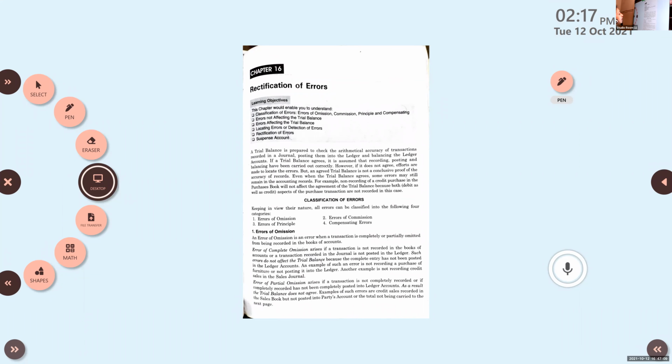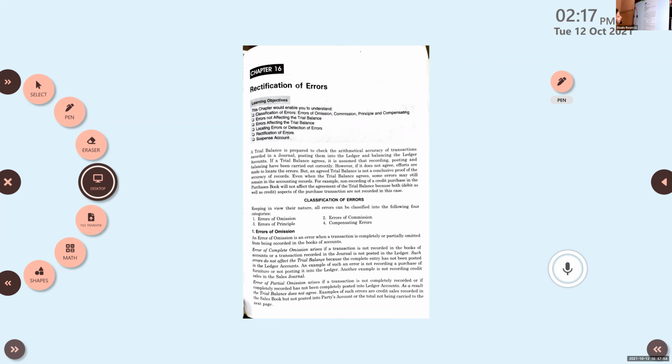So that was an introduction to rectification of errors. You understood what rectification of errors is? The main concept to be kept in mind is trial balance. Even if it agrees, still there can be some errors in the accounting process. Clear? Next, we are moving towards the types of errors. Which are the different kinds of errors? The classification of errors.